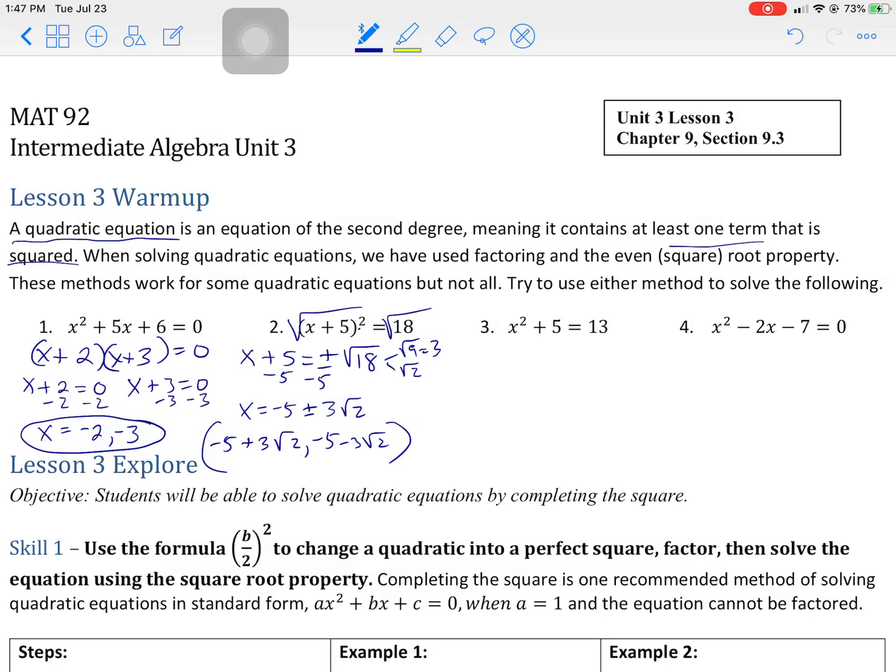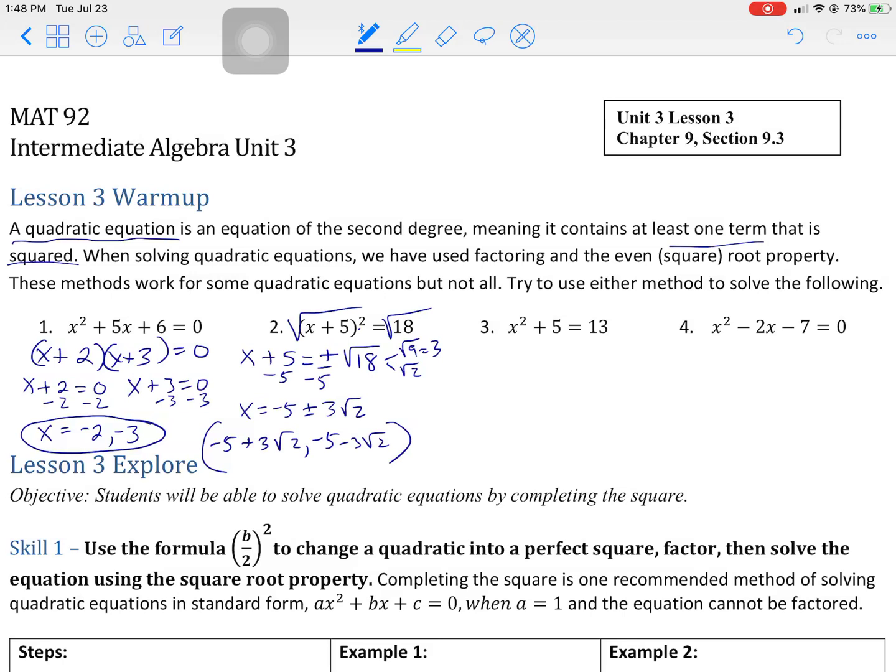So notice because of that answer, it definitely wouldn't factor. So you have to either write down x plus 5 twice, FOIL it, bring the 18 over, and solve for x that way, or this way, the square root property, is much easier, okay?